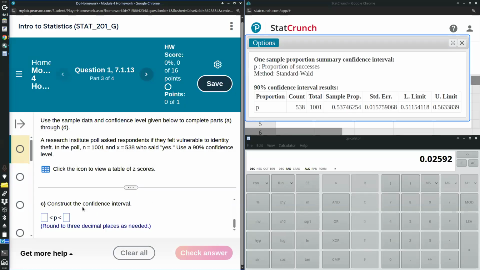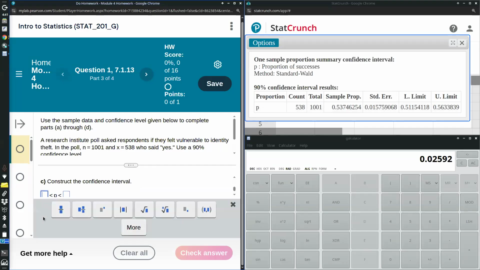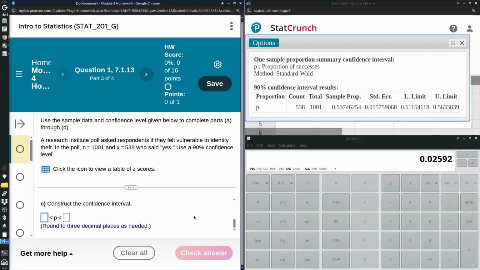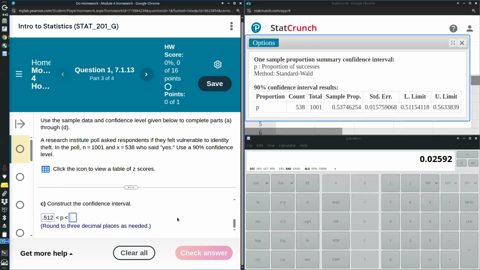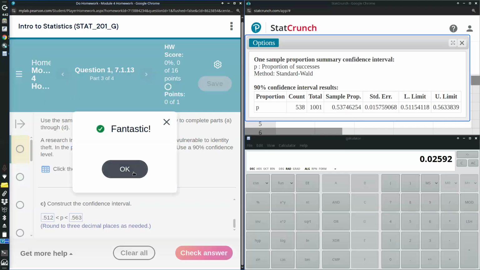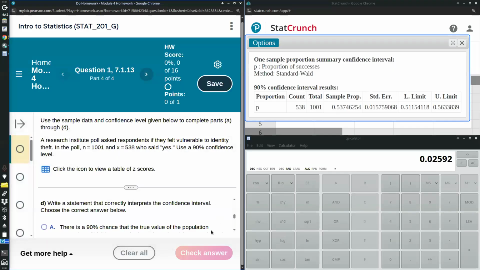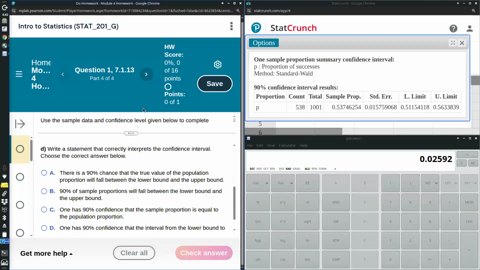All right, the confidence interval is easy. We're just copying the lower limit and the upper limit. So 0.512 is mine. And 0.563. And then the last part is just interpreting.